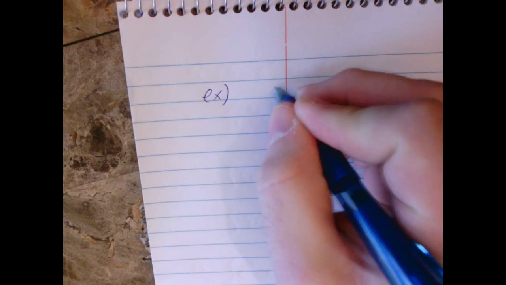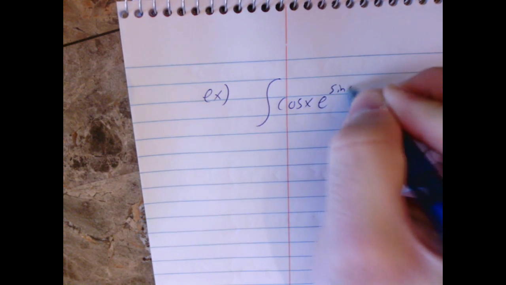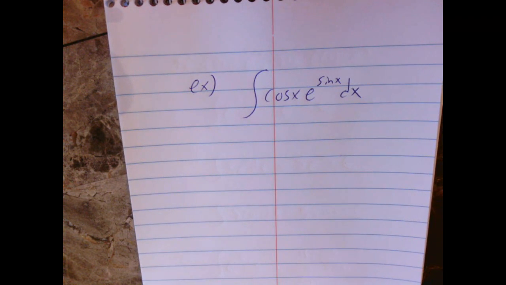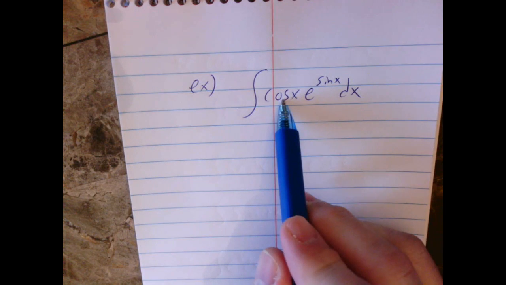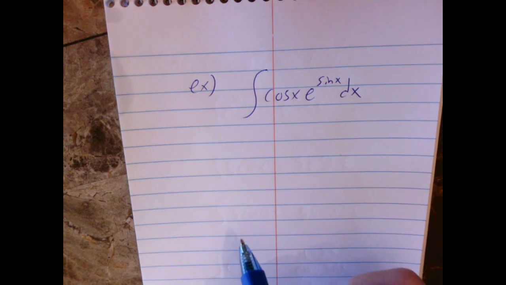And then I'll show you real quick also what happens if you have actual limits. So here's one. Let's throw a little trig in there. What if it was cosine x e to the sine x dx, something like that? Looks pretty complicated. If it was just cosine, would be fine. If it was just e to the x, would be fine. But all these pieces together make it more complicated.